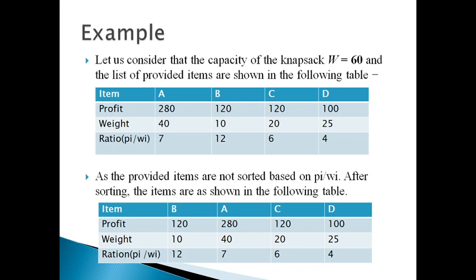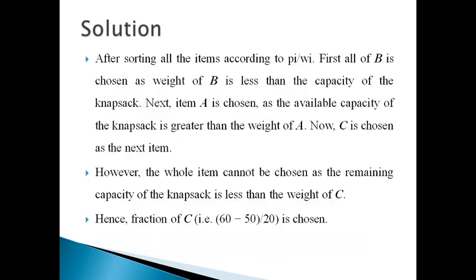The next item is C. It has a weight of 20, but the remaining bag capacity is only 10 kg. So we need to break it and take a fraction of C, only 10 kg, and add it into the bag to make it 60. As the last point shows, the fraction of C is 60 minus 50 divided by 20, so we choose only 10 kg from C.